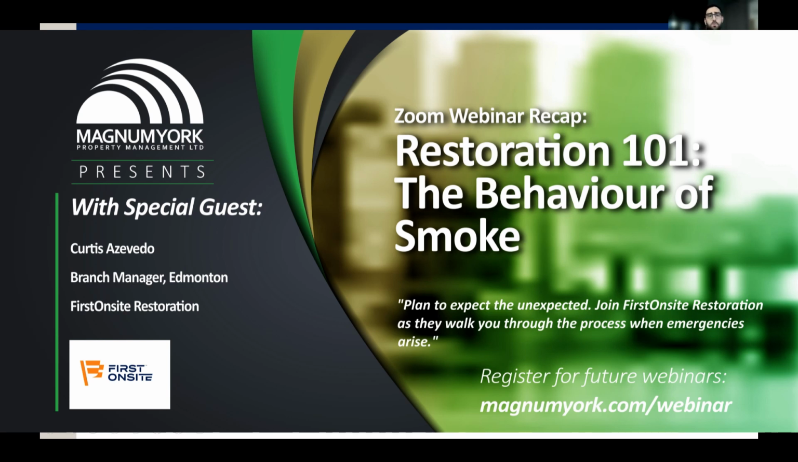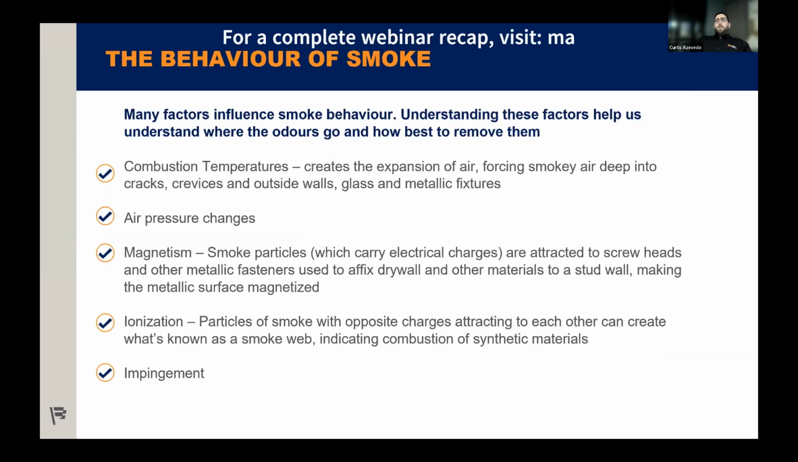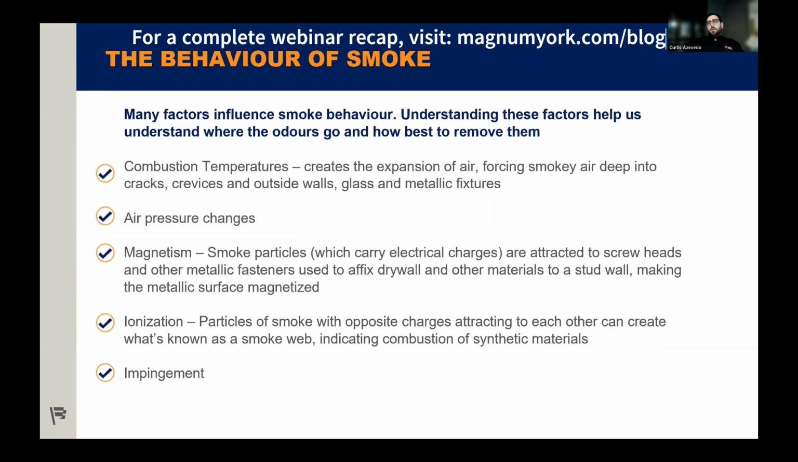So the behavior of smoke. Many factors influence smoke behavior. Combustion temperatures, as discussed. We create an expansion of air when we have a significantly high temperature, which creates a pressure gradient. So it can force smoky air deep into cracks, crevices, and outside walls.